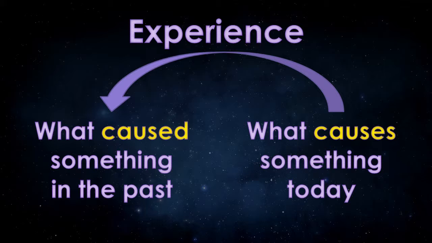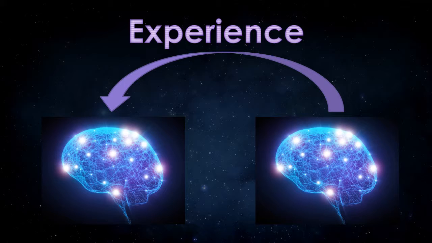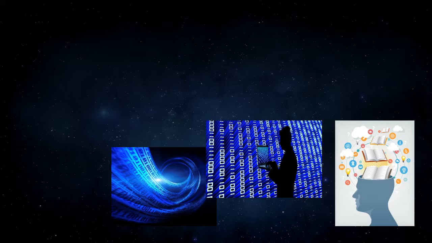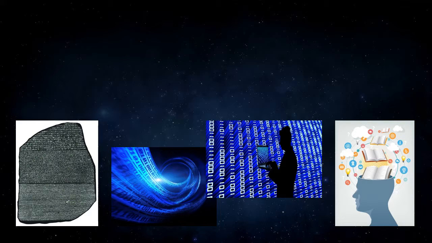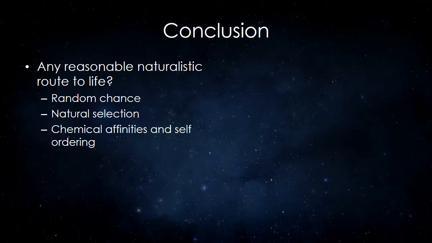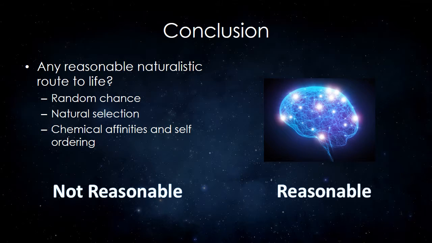Especially without a compelling reason to think otherwise, we assume information originated in the beginning the same way it originates in the present. Whether we're talking about books, computer code, or the Rosetta Stone, information is the hallmark of mind. None of these possibilities that scientists have explored appears to be a reasonable explanation for the origin of the information in the cell. But it is reasonable to believe that the information in our cells came from the same place information comes from today, an intelligent mind.